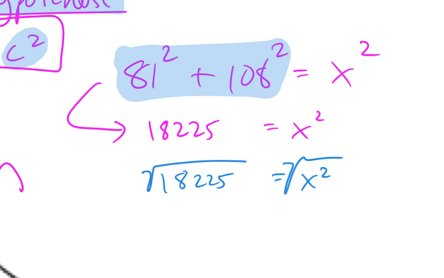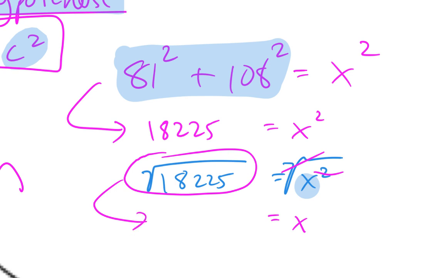If I work with my variables first, the square root of x squared, the square and the square root cancel each other out. So the only thing that's left is just this x, and that's what I'm going to bring down. That's what happens when I take the square root of a square: it turns back into the original. Then the square root of 18,225, we're just going to type that into our Desmos, just like that.